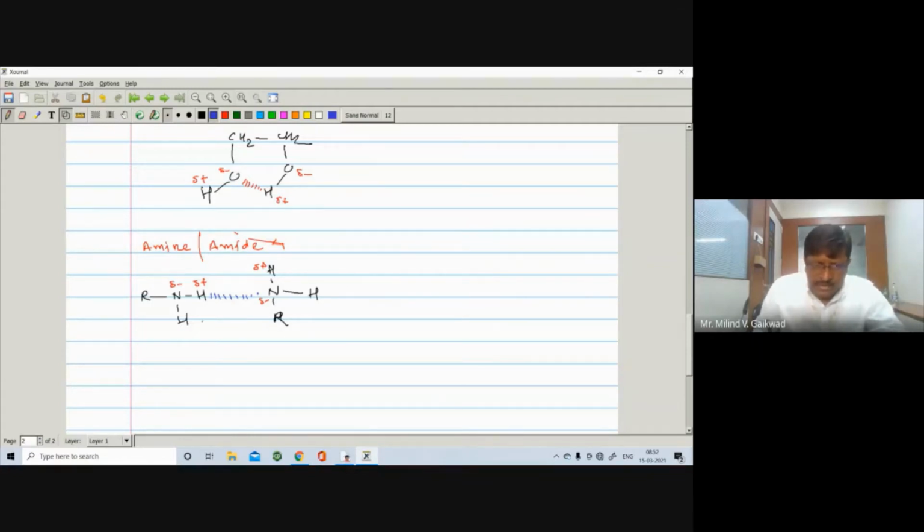If it is a primary amine, it can form hydrogen bonding. Similarly, a secondary amine, R, N, H, R, can also form hydrogen bonding. But if there is a tertiary amine, then there is an absence of hydrogen bonding. Similarly, we can write an amide also. Amide, here is R, C double bond O, N, H2, H, H. It may also form hydrogen bonding.